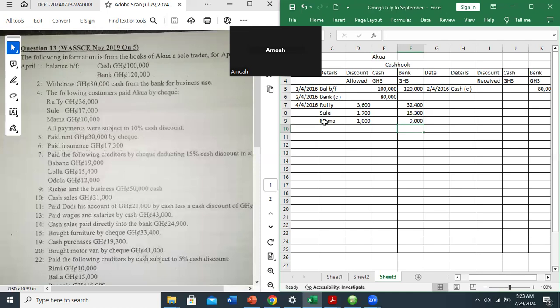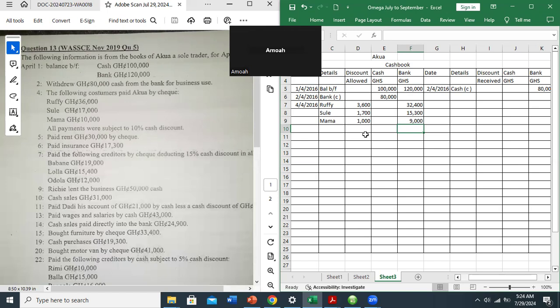When you are working on your 3-column card, you see discount. Work out this discount and put it under the discount column, and then put the net figure at either the bank or cash, depending on what the transaction is about. So in this case, we received from these debtors, we gave them 10% discount. So we are going to multiply the amount by 10% to know the discount. And when we are done, we'll less the discount from the gross figure to get the net figure.